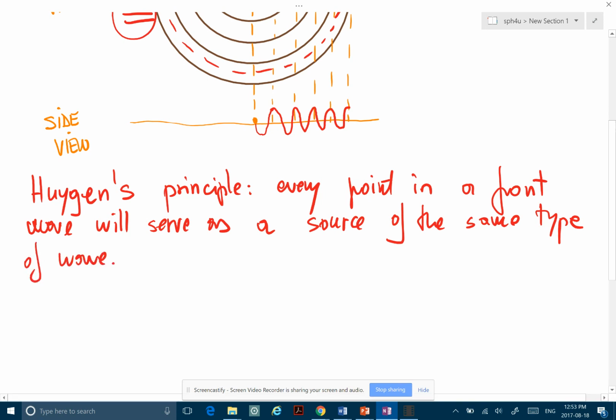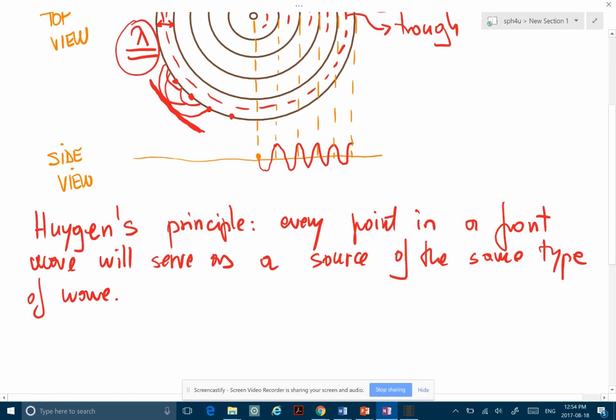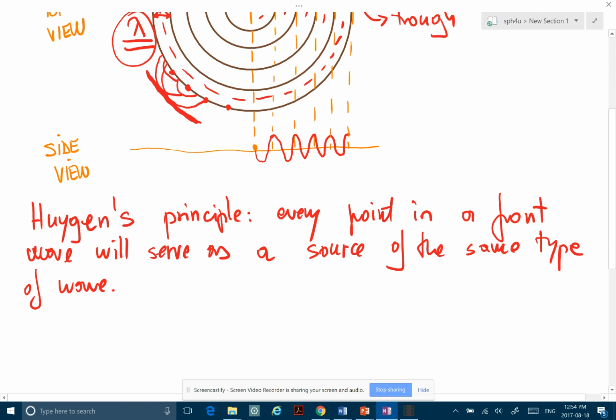Now, what does this mean? If I go back to this diagram, every point here, every little point, as many as you think of, will actually be a source of the same type of wave, all right? And all of them together will kind of be put in an envelope by the next front wave. So that's his principle, okay? Huygens' principle, every point in a front wave will serve as a source of the same type of wave.